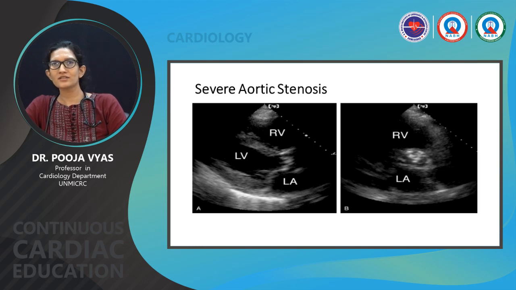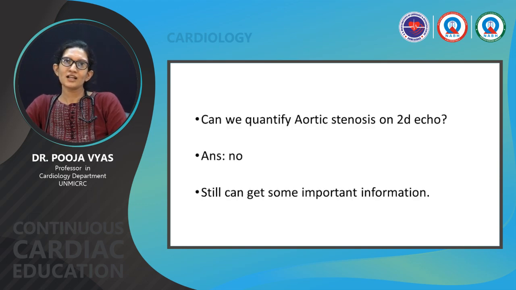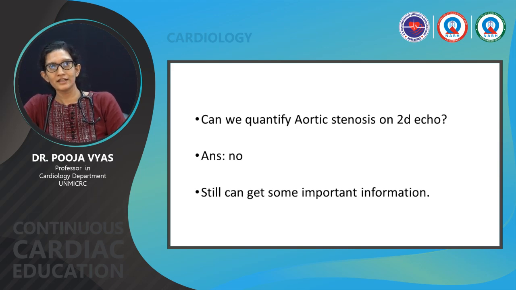Rather, the cusp edges will be towards the center of the aorta. In severe aortic stenosis, mobility will be restricted, and there will also be calcification and thickening of the aortic cusps. So the question that comes to mind is: can we quantify aortic stenosis on 2D echocardiography? The answer is no. If we try to quantify aortic stenosis on qualitative examination, we may overestimate it. It may look like severe aortic stenosis to us, but on Doppler examination it may actually be only mild.